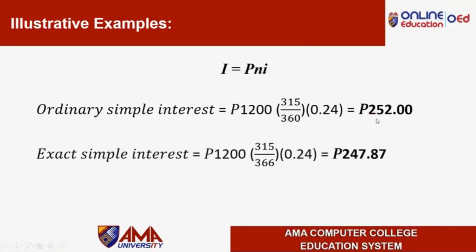Now, for exact simple interest, we have 1,200 multiplied by 315 divided by 366 because it is a leap year, multiplied by 24% or 0.24. So the interest is 247.87.